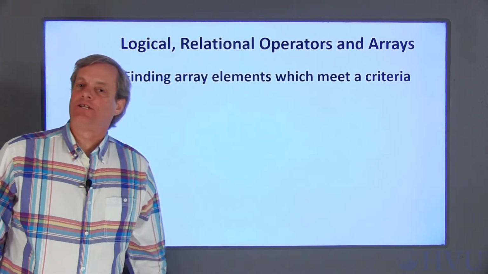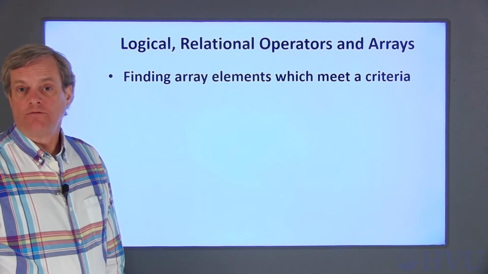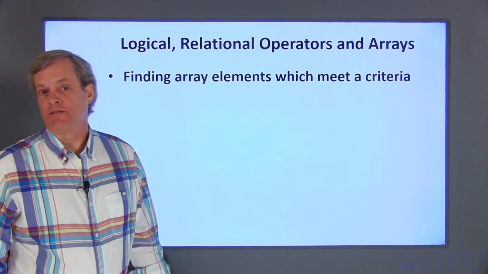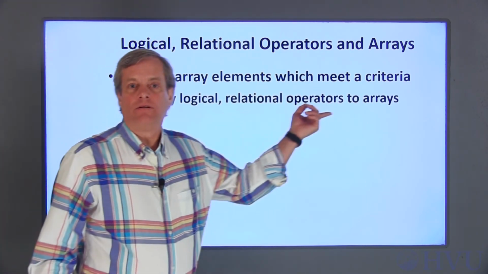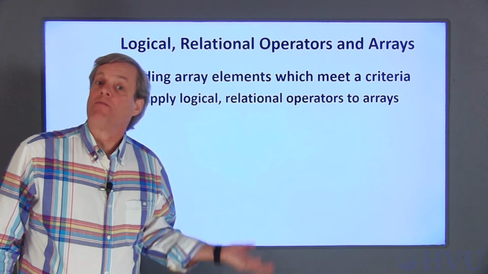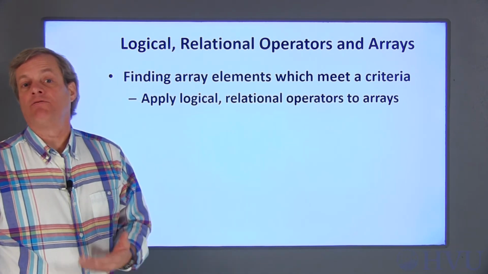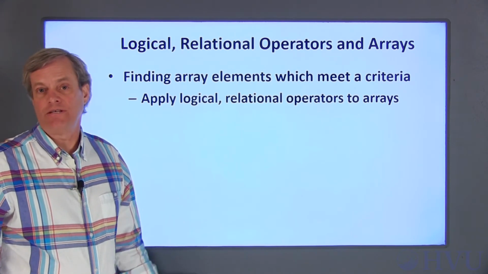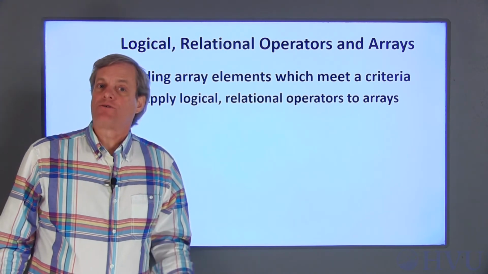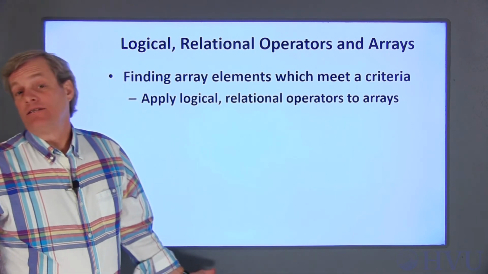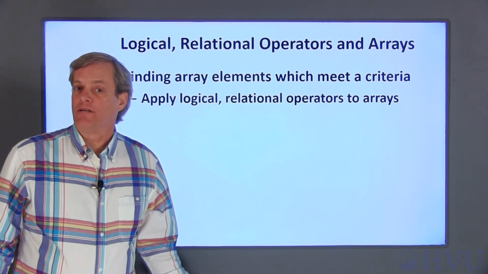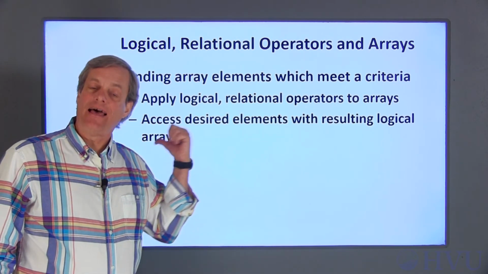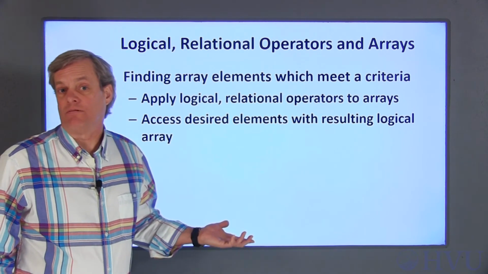Since logical and relational operators automatically return logical values, they're really easy to use to extract elements of an array that meet certain conditions. You can apply the logical and relational operations to an array. The operators will return an array of logical values which indicate which elements of the array meet the logical or relational criteria. Ones are in the locations corresponding to elements that meet the condition, and zeros are in the locations where the elements don't meet the condition. This logical array can then be used to access the elements of the original array that meet the condition.